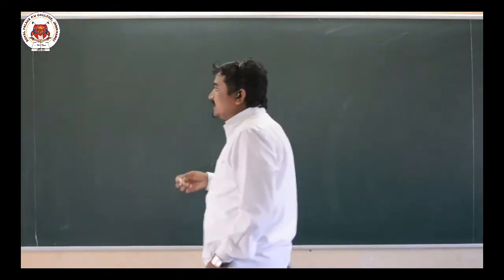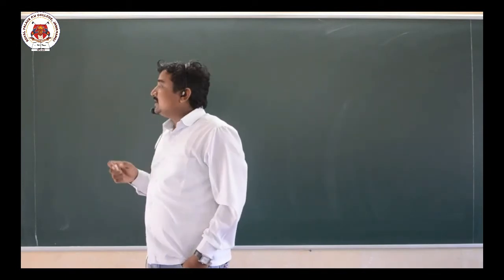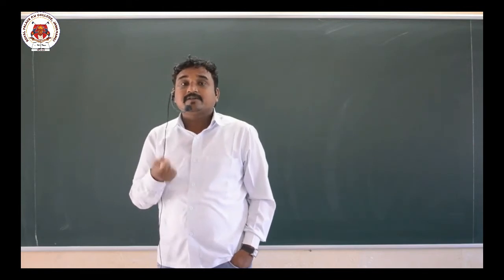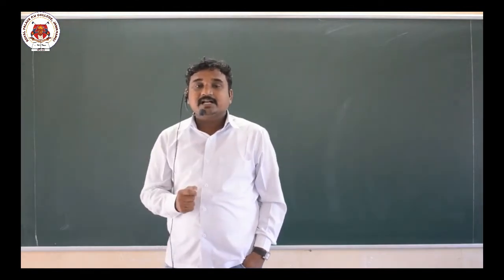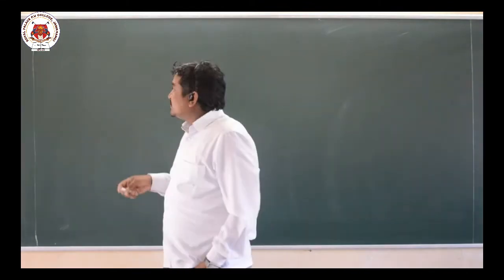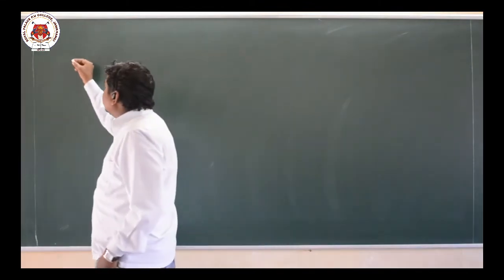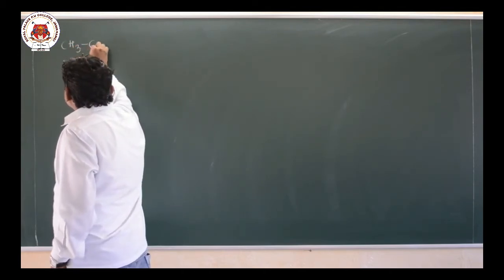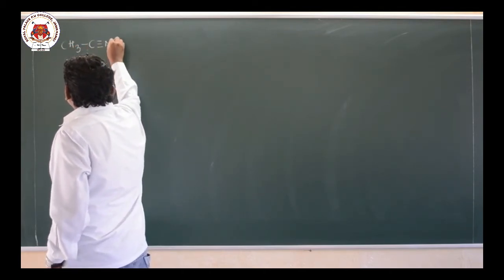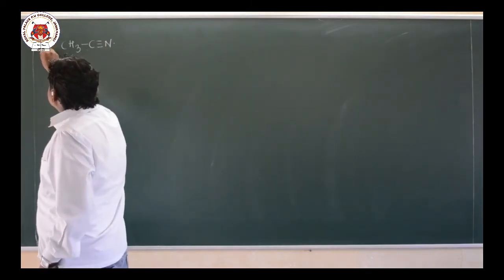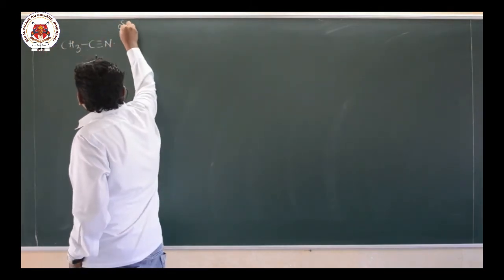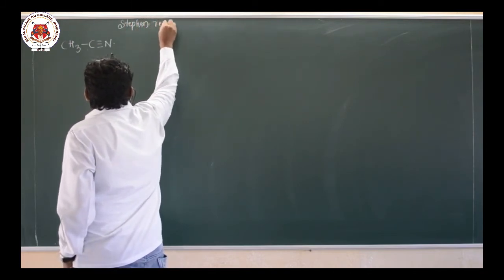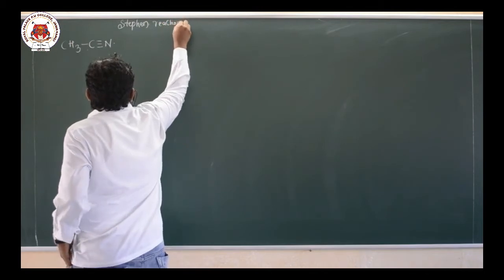I have already written the general reaction. Here I will take one example, the reduction of nitriles or cyanohydrocarbons. This reaction is called the Stephen reaction. I will take directly the example of ethane nitrile, with the formula CH3C triple bond N. This is an example of the Stephen reaction, that means a reduction of a nitrile compound.